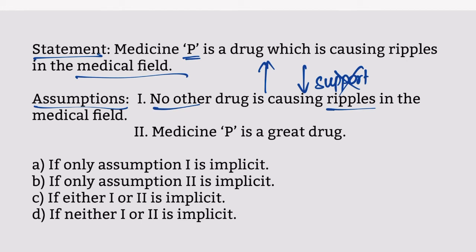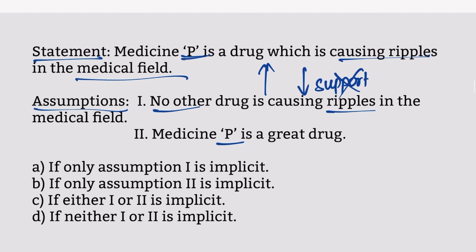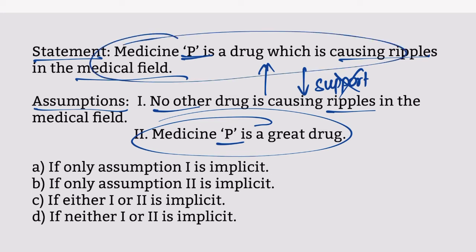So this particular assumption is definitely not implicit from the statement. Now let us come to the second assumption. Medicine P is a great drug. Here we have to be very careful. Of course, medicine P has been causing ripples in the medical field, but we do not know for what purposes. Is it for good purposes? Is it really a great drug, or is there something they had never known and have recently discovered due to this medicine P? We do not know because there is no sufficient information. So we cannot even imply this second assumption based only on this sentence.